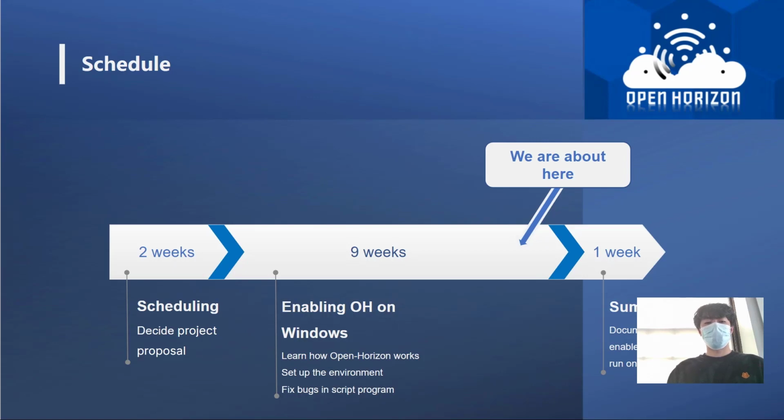In the rest of these 9 weeks, we successfully set up Docker and WSL. We try to run the installation program and fix the runtime bugs. However, there's still a bug that we haven't fixed yet, so Julian will talk about it later. We'll try to fix it this week. So if everything works fine, in the last week of this semester we are going to write an instruction about how to set up these things and enable Open Horizon on Windows.